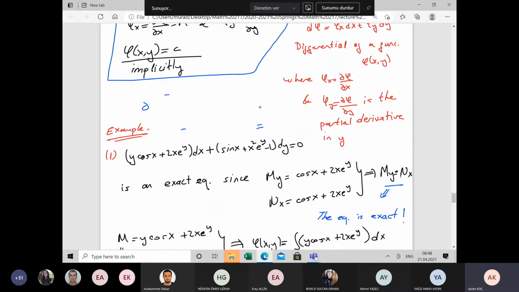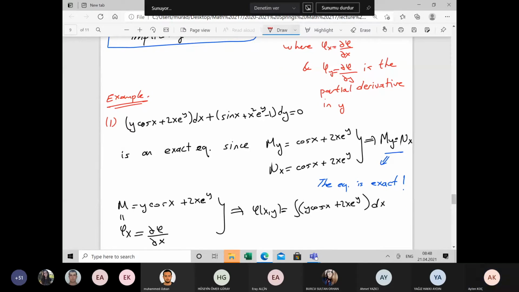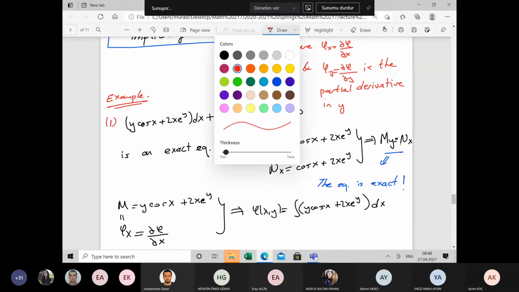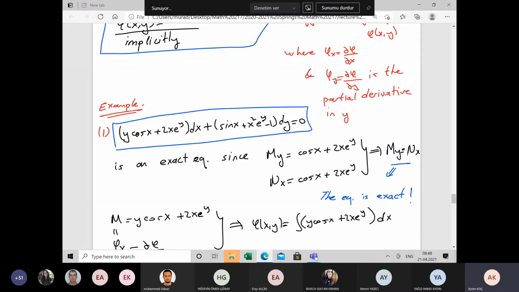So let's give an example to understand this method: how to check that our equation is exact or not. First step, our equation is this one, and our question here is to solve this differential equation. First step, identify our equation.